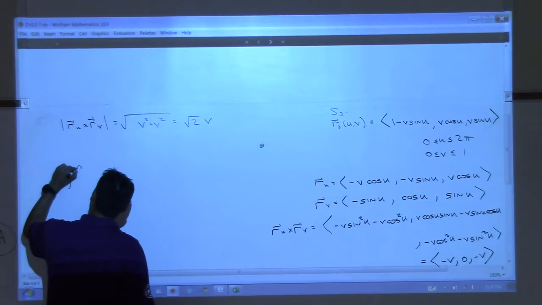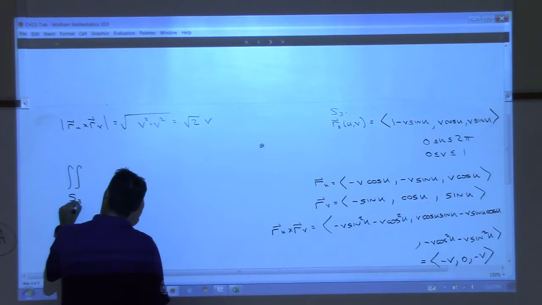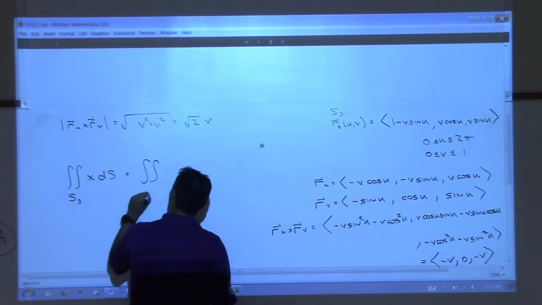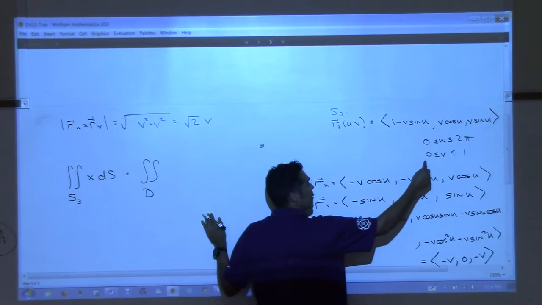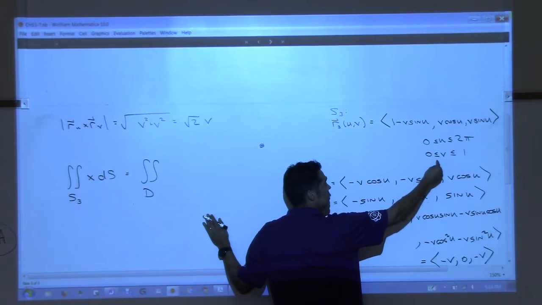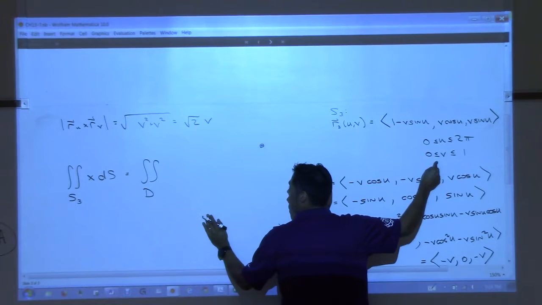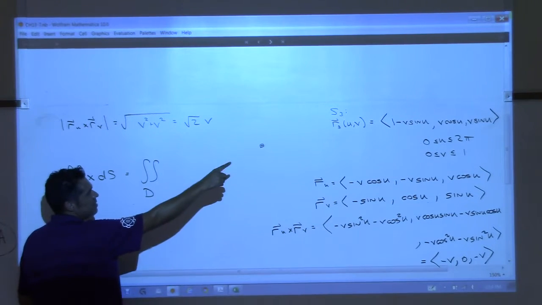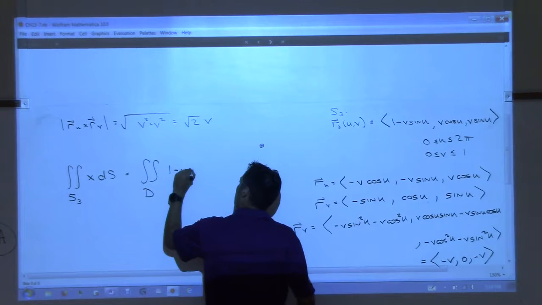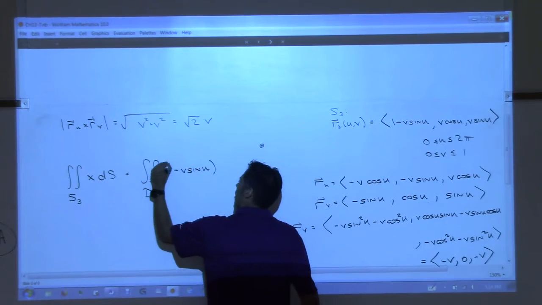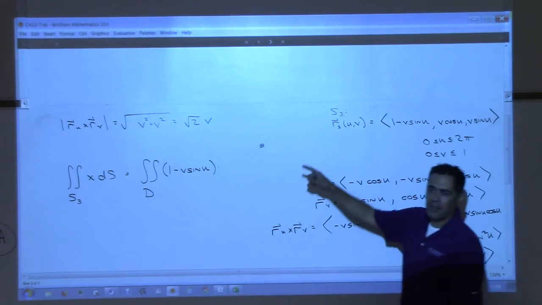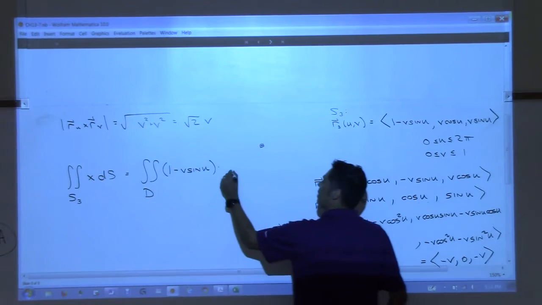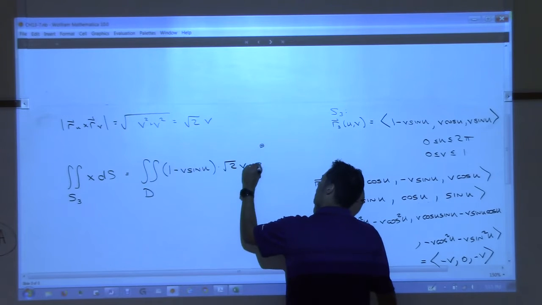Okay, on the surface S3, we're doing x dS, which turns out to be the double integral over D, where the domain is controlled by this, right? Okay, so I'll leave it like that for now. And then it's x. What was x for us? Unfortunately, x is 1 minus v sine u. And then we have to multiply that times the magnitude of the partials crossed, which is going to be root 2 v and then dA.